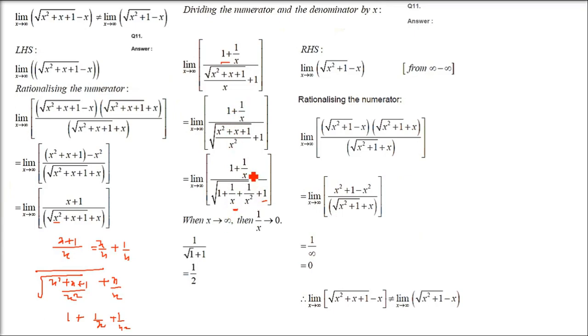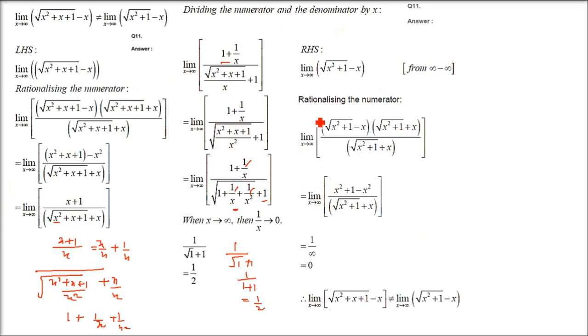Now apply the limit. x tends to infinity means 1 by x is 0. 1 by infinity is 0, and 1 by x square, 1 by infinity, is 0. So you have 1 by under root 1 plus 0 plus 0, that is 1 by 1 plus 1, that is 1 by 2 you are going to get. So the left hand side limit is 1 by 2.